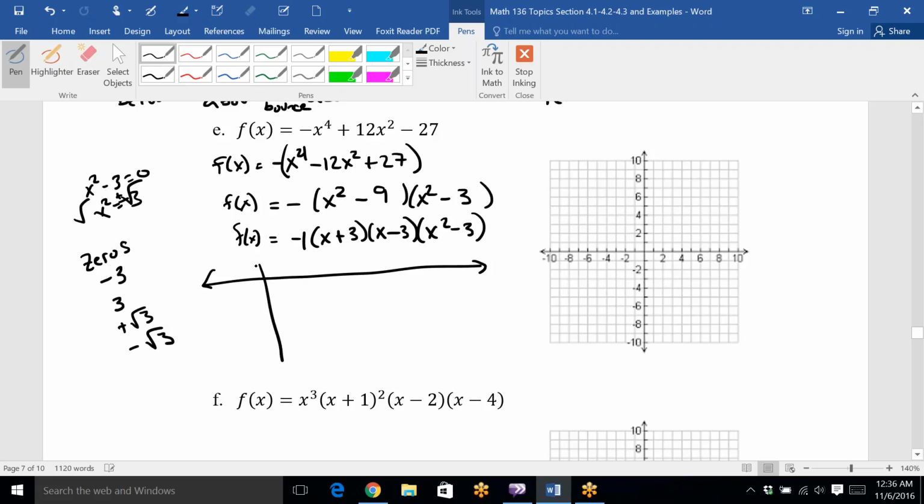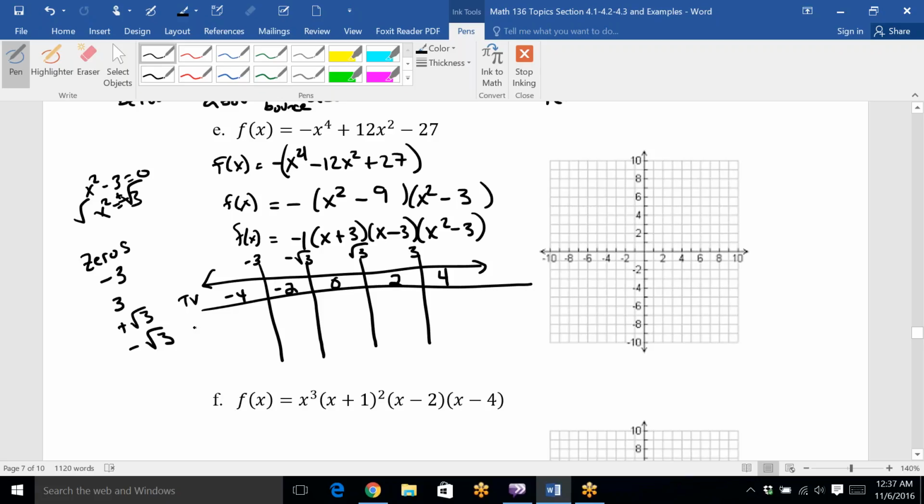So this would be, let's see, negative 3 would be smaller than negative square root of 3. Then we'd have square root of 3, and then positive 3, test values of negative 4. We could use negative 2 here, I believe. Yep, because square root of 4 would be 2. Here I would use 0, positive 2, and positive 4.